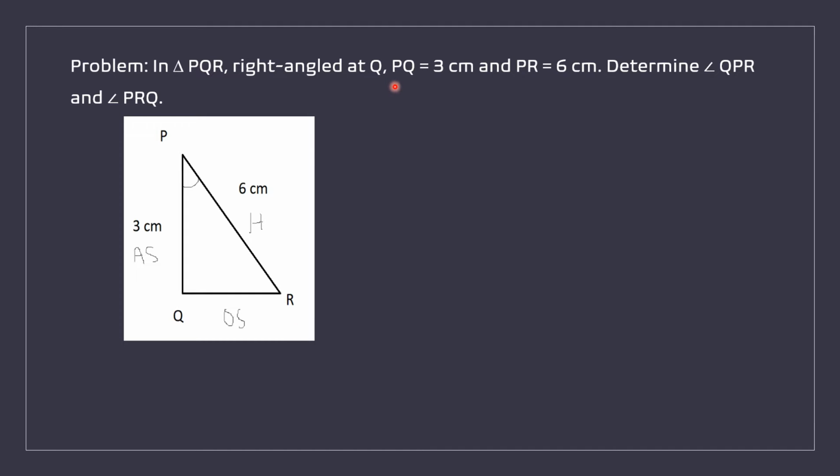Now he has given PQ is equal to 3 centimeters. That's why I mentioned here PQ. The side length of PQ is 3 centimeters. Length of PR he has given as 6 centimeters. And you have to find the angles. One is QPR, this one you have to find. That is nothing but angle P. And PRQ, this one. These two angles, angle P and angle R, I have to calculate.